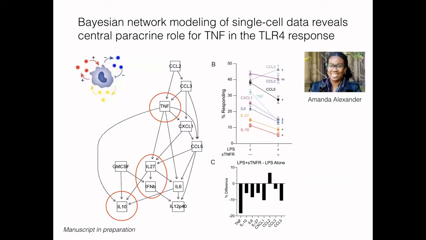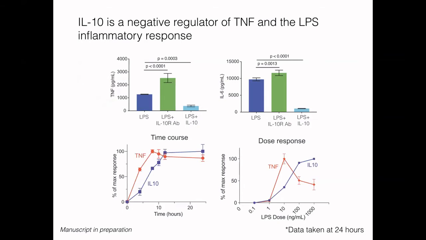This is an acyclic graph, so we can't actually see the IL-10 feeding back to stop this response. So here I just want to provide some data to convince you that IL-10 really is a negative regulator. If we add an antibody to the IL-10 receptor, we will see that secretion of TNF and IL-6 in the green goes up in response to LPS. And if we add recombinant IL-10 and we force the system to be negatively regulated, you will see that both of those go down. You can also see this over time and in the dose response.